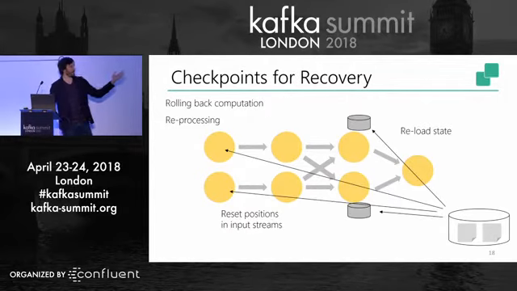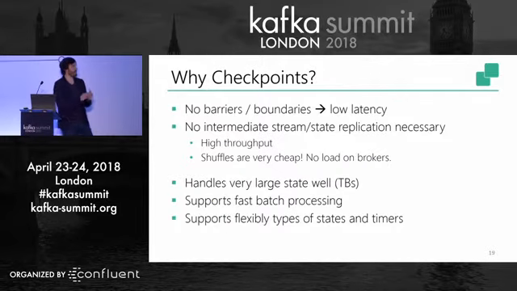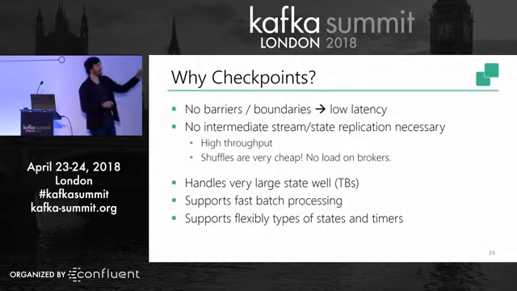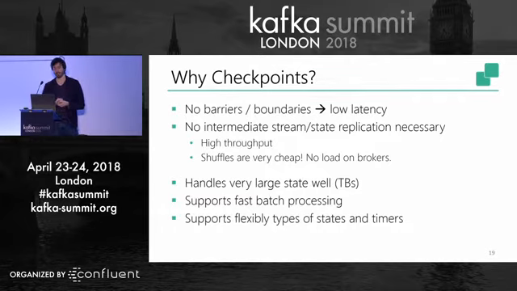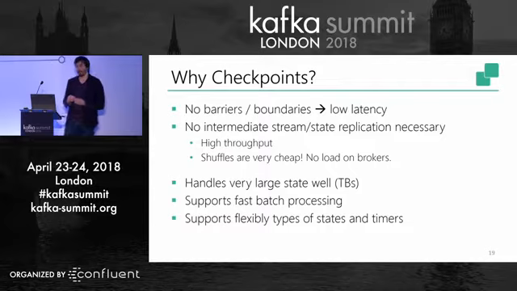So on a failure, you restore these snapshots. I've already outlined that there are no barrier boundaries. Low latency is really good. High throughput for streams that go from operators to operators. A very nice property of that is that it makes shuffles very cheap. I mean, they still cost network bandwidth, but if your network is good, you have to worry way less about shuffles than you may be used to.